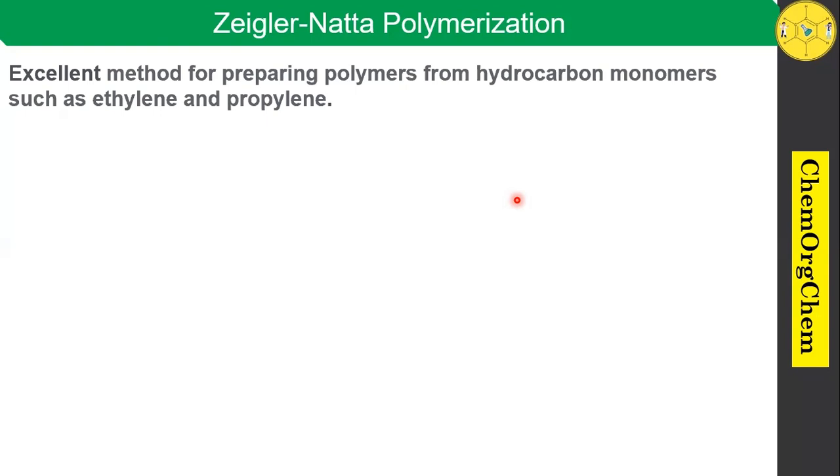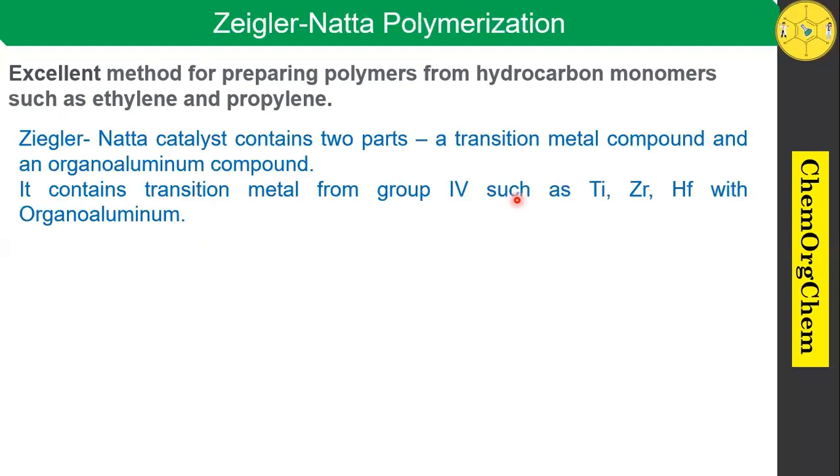Another important thing in this reaction is stereoselectivity as well as stereospecificity. When you compare it to anionic or radical polymerization, which readily produce irregular polymers, when you use Ziegler-Natta catalysis, most of the time you observe a stereospecific or stereoselective polymerization reaction. So Ziegler-Natta catalysis contains two parts. One is a transition metal compound, and the other part is an organoaluminum compound.